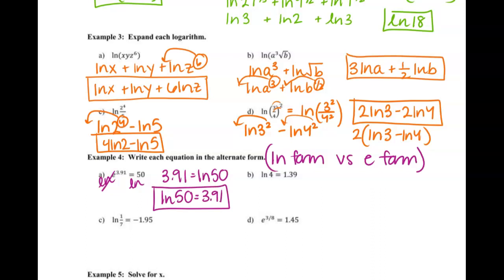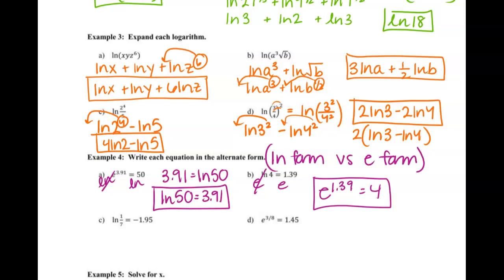For part B, I see a natural log, so I'll put in an e to cancel out the natural log. We end up with e to the 1.39 equals 4. And how do I know what to do? Basically, if I see a natural log, I'm going to cancel it out with an e. If I see an e, I'm going to cancel it out with a natural log.